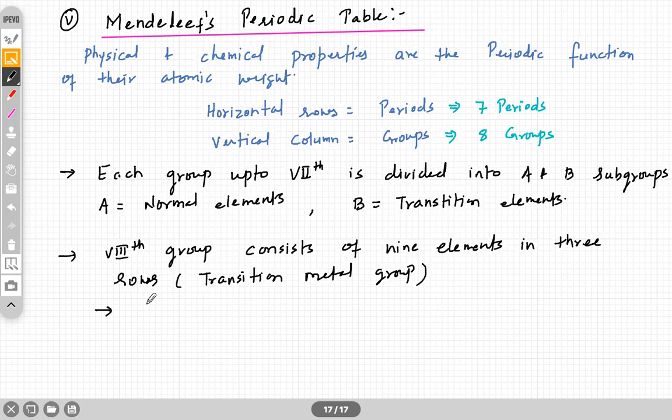The modern periodic table is what? It is just the modified Mendeleev periodic table. Some corrections we do into this one and we get the modern periodic table. So what is the modern periodic table? How are the atoms arranged? That we'll discuss next class.